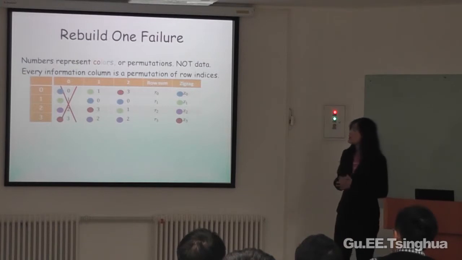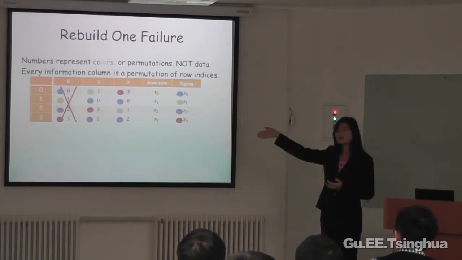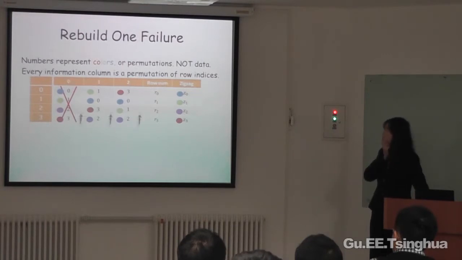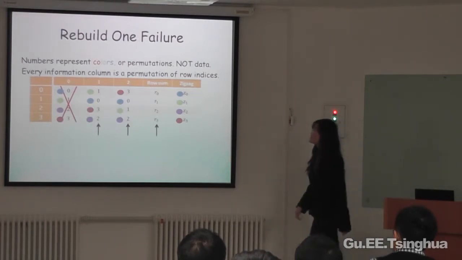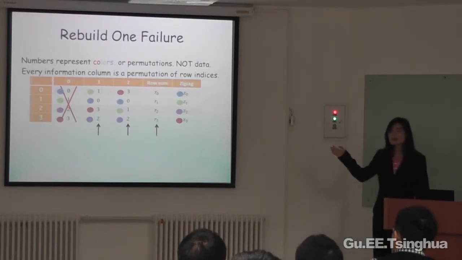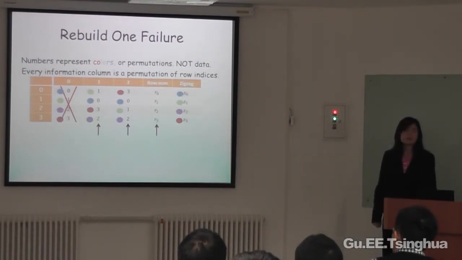So suppose that I lose the first node, and I only want to recover those elements. What can I do? Well, the naive way is I can read column 1, column 2, and the row sum. Then I can subtract column 1, 2 from the row sum. Then, of course, I can recover the information. In this case, I need to read 12 elements.